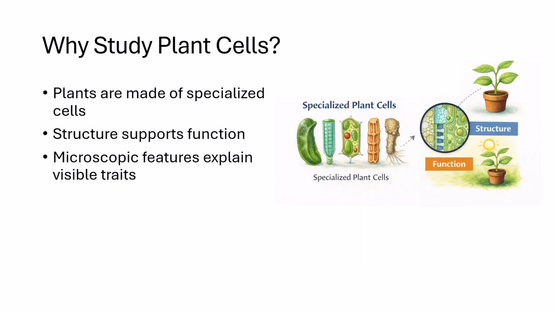Before we begin the Plant Cells Lab, I want to take a few minutes to introduce some key ideas that will help you be successful throughout this section. This short orientation will give you the background you need to understand what you're looking at when you observe plant cells under the microscope. Plants may look simple on the outside, but at the cellular level, they are highly organized and specialized. By studying plant cells, we can better understand how plants grow, store energy, transport materials, and respond to their environment. Throughout this lab series, you'll see how structure and function are closely connected.